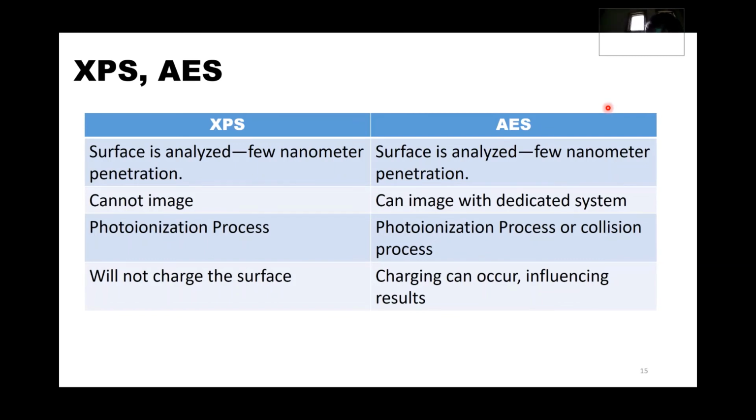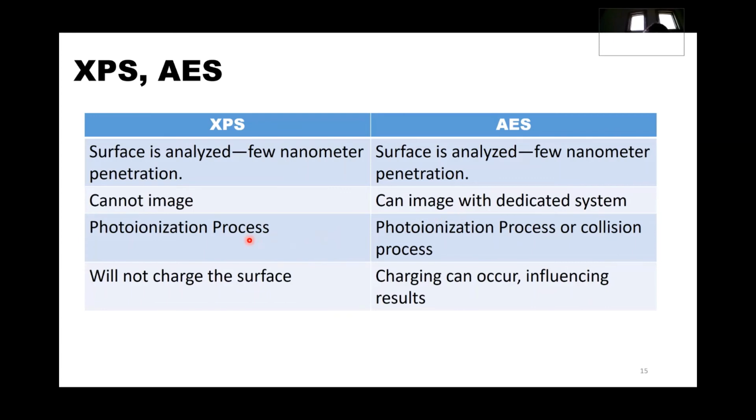So I like these kinds of comparison tables. With XPS and AES, the surface is analyzed. It's a few nanometers of penetration. And XPS cannot image, but if you have an electron detector, you can actually image with AES. Okay.